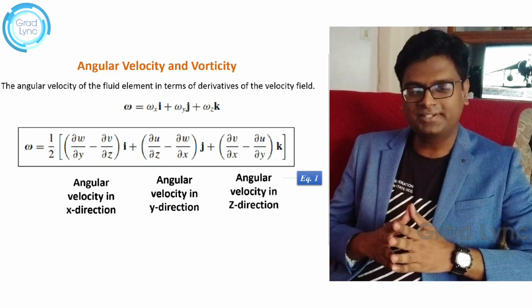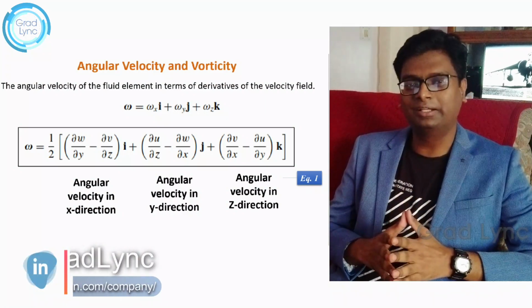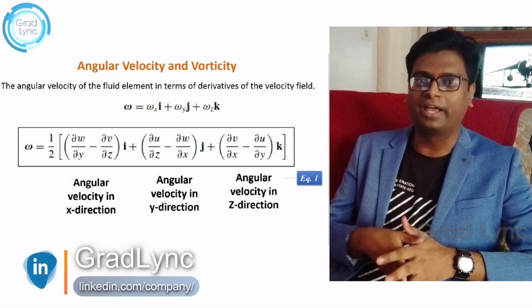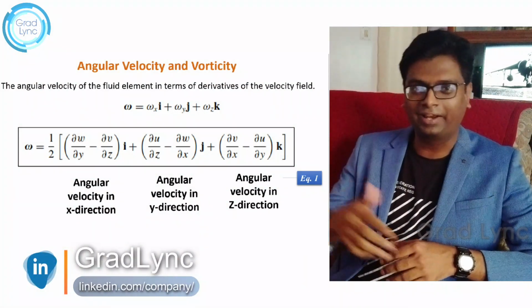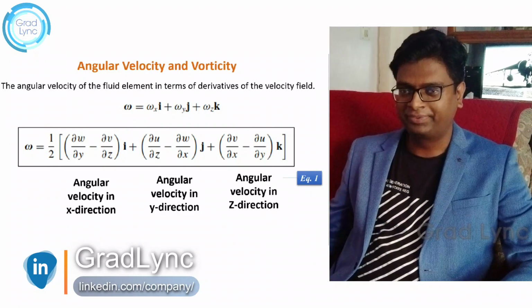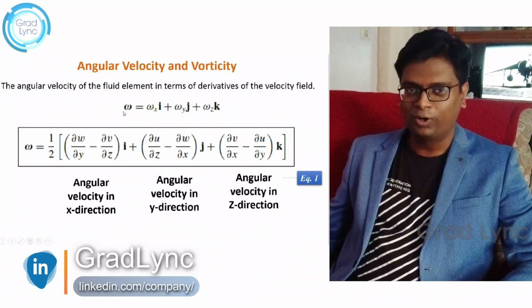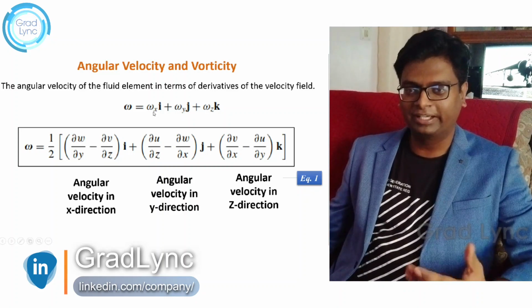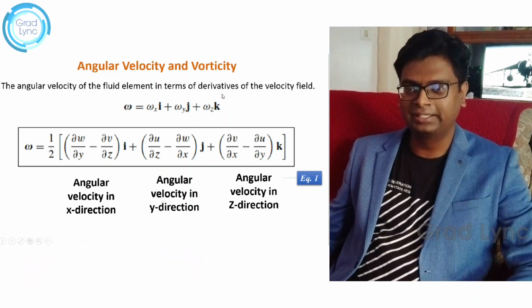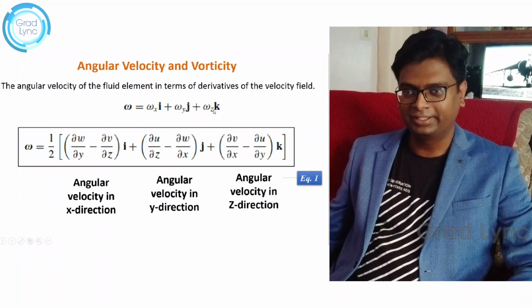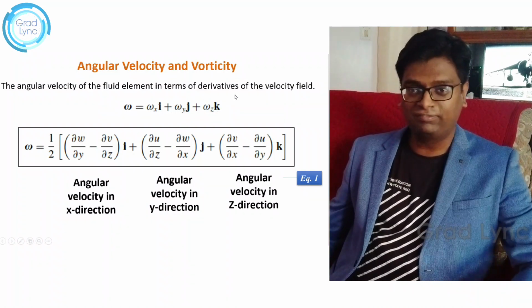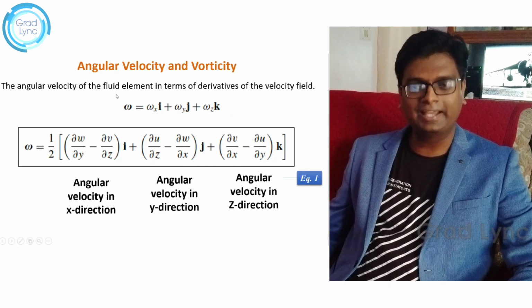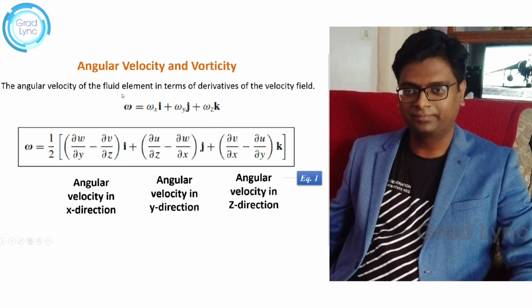So if I want to write the net angular velocity in terms of angular velocities in respective directions, that would be this equation: omega is equal to omega x into i plus omega y into j plus omega z into k. In the vectorial form, I have described the net angular velocity.